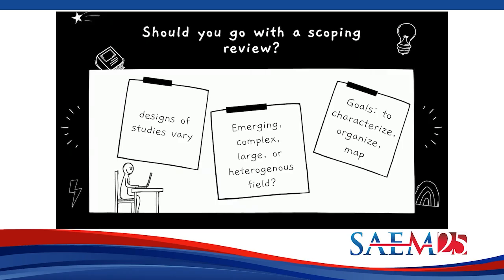So a key question many of you are probably asking yourselves as you think about your own research questions at the moment is, should you go with a scoping review? Is that the right type of methodology? Well, if you're doing a search and you're seeing that the designs of the studies that you may want to include related to your research question are very heterogeneous, or that the field is emerging, complex, or large, or if your goals are to characterize, organize, and map rather than answer a specific question about an intervention, a scoping review is probably a good methodology for you.